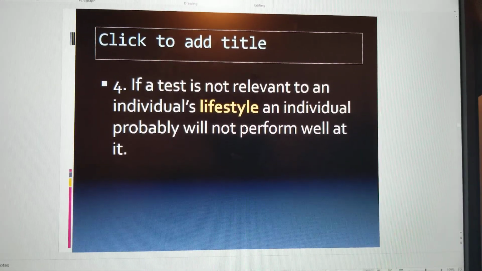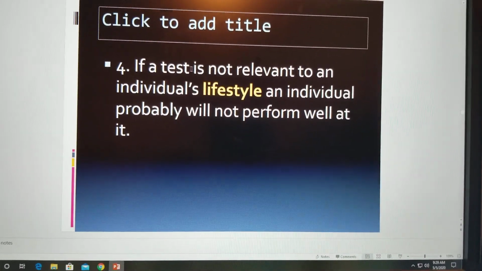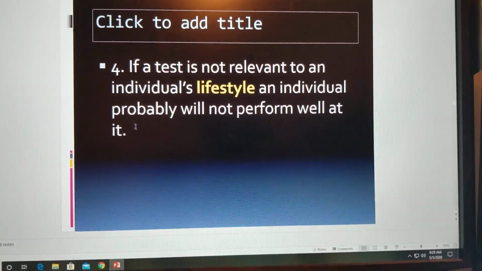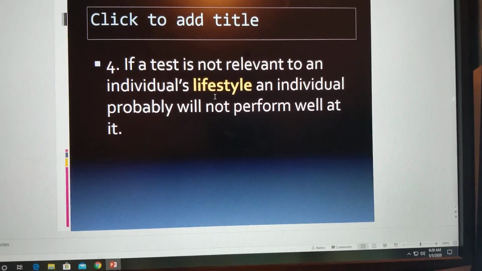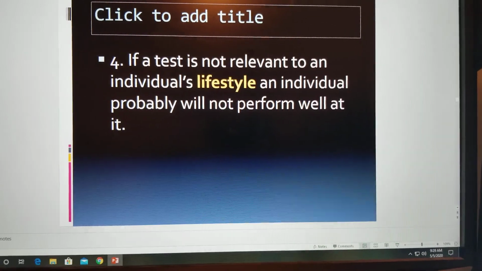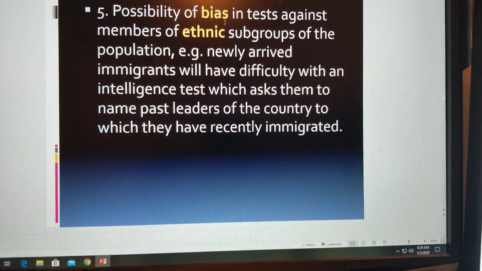Your lifestyle, okay? So if a test is not relevant to an individual's lifestyle, the individual will not perform well at it. It just depends, once again, what type of test is it? And if it doesn't relate to what you're familiar with, you're not going to be as comfortable with it.